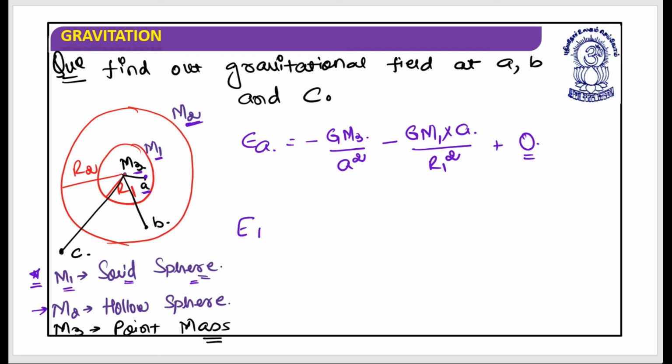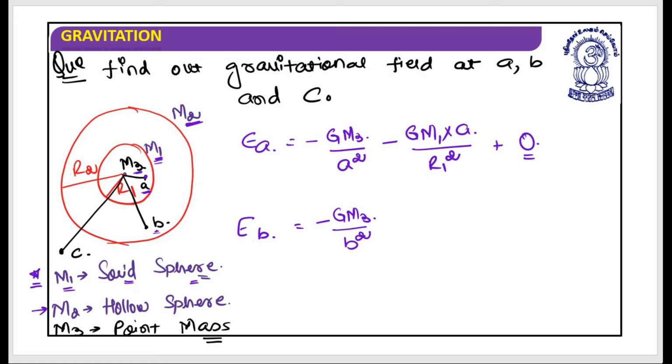It's the gravitational field at point B. Now this is the location. Again do the same thing: write down the field due to each one. This would be equal to minus G into m3 divided by B square. This B is outside the m1.